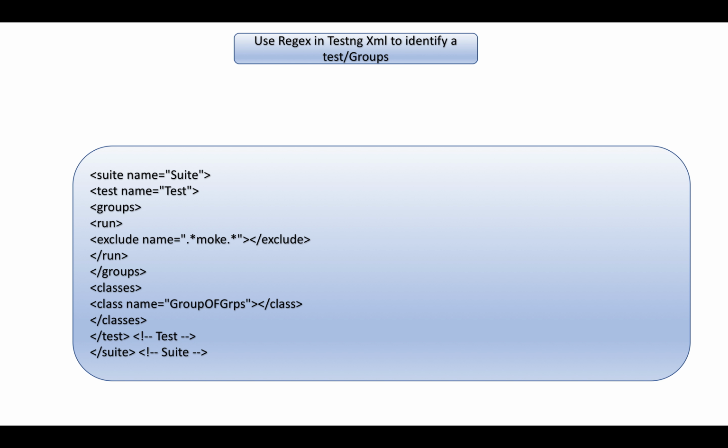Now, if the interviewer asks you how you can use regex in a TestNG XML file to identify a test or a group, you can mention that while naming it. Let's say the name of the group was smoke, so you can mention dot star, then smoke, then dot star again. Any group having this keyword smoke, with something before and after, will be taken up as part of the execution. That's how you can use regular expressions in a TestNG XML file.